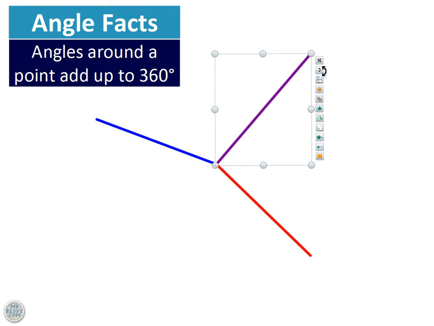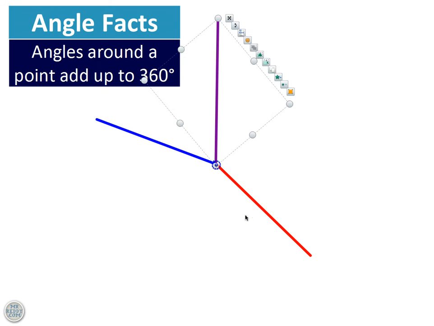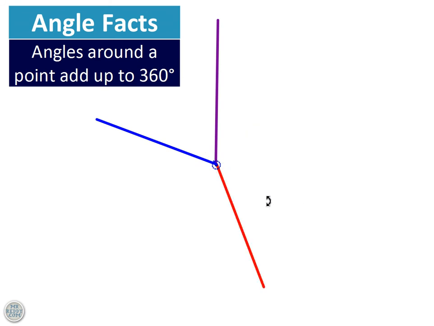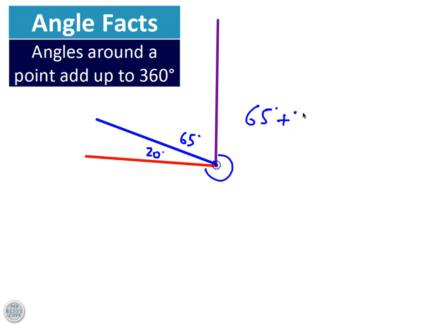Works every time. For example, if the angles were changed slightly, and you know that that is 20, you know that this is 65. What is this angle here? 65 plus 20 plus the one that you don't know will give you 360, and you can work it out like we did before. Okay, so that's how to use that angle fact.